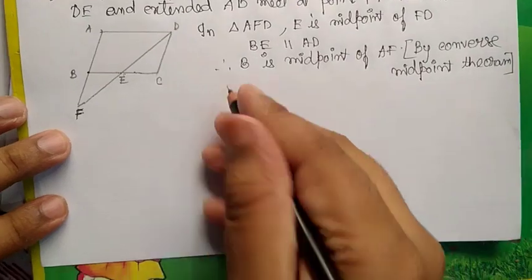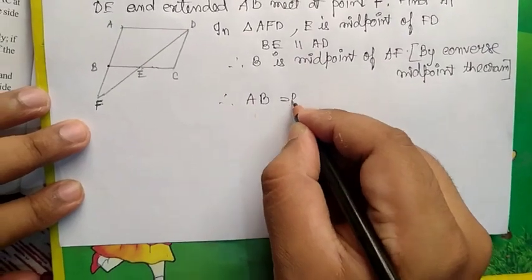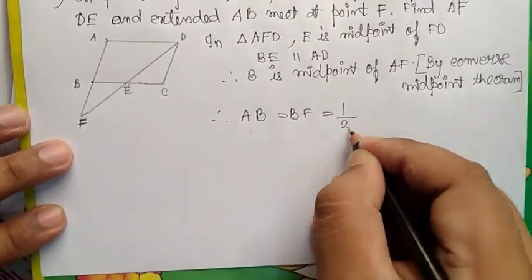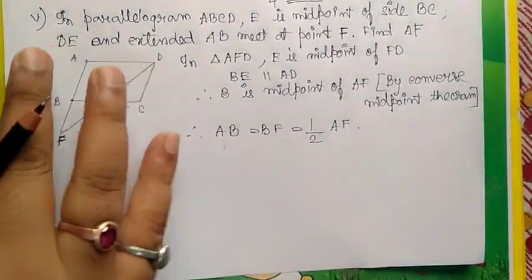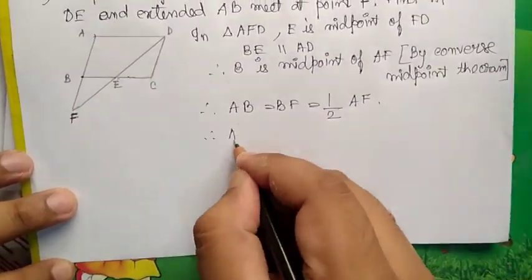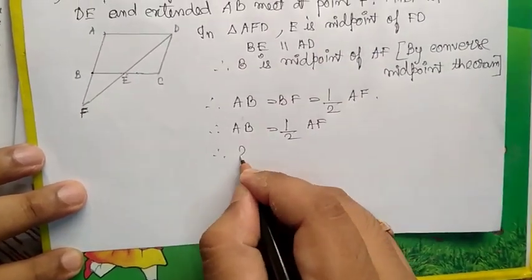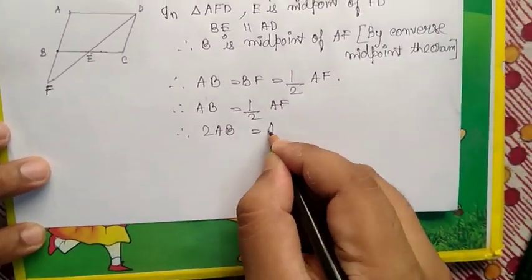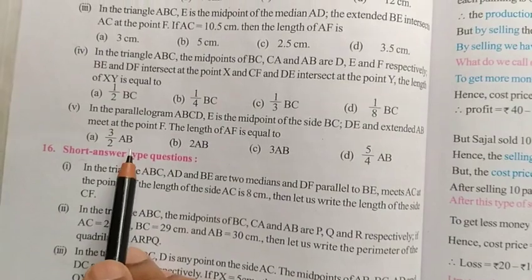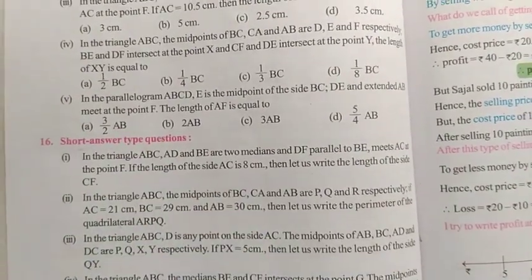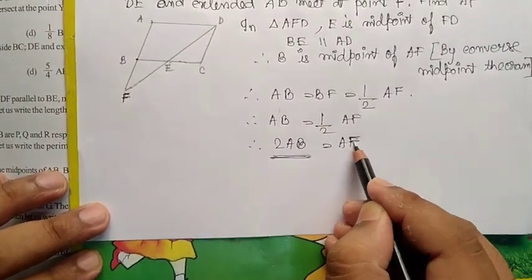So we can write that AB equals BF, this is the midpoint. So this should be half of AF. Here AB equals half AF, we can write that. So 2AB equals AF. Here there are 4 options which are all related to AB, so I convert this into AB. So the answer is AF equals 2AB.